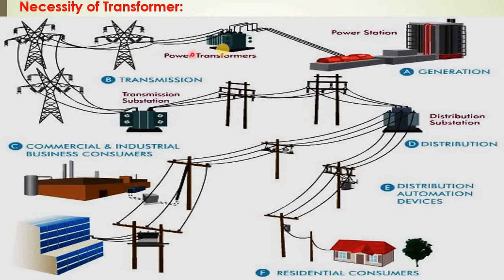If you see the structure of the total power system, the electrical energy is generated in the power station, that is the generating power station. You can see here, stage 1 is the generation, then next is the transmission, then the commercial and industrial business consumers, distribution, then distribution automation services, and residential consumers. So this is the whole structure of the power system. The flow of power from generation to the end user has various steps.